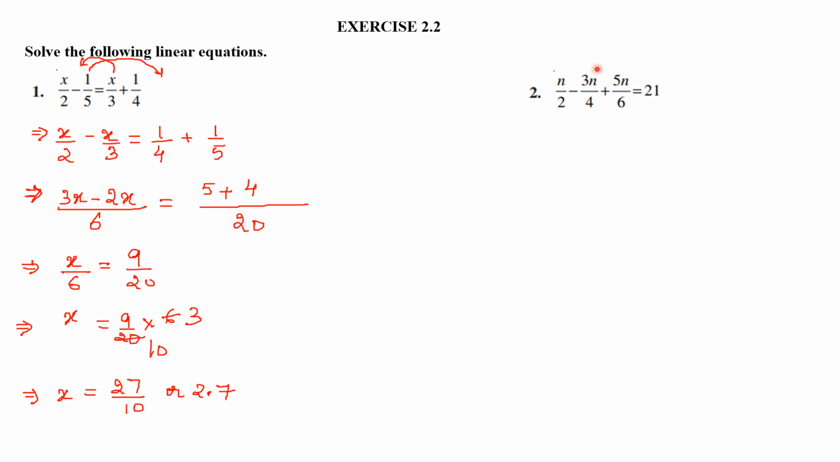So already here all the variables are on the left-hand side, right? So I don't have to transpose anything to bring the variable to one side. I just have to take the LCM of 2, 4 and 6. Okay, so there is an easy method to find the LCM.